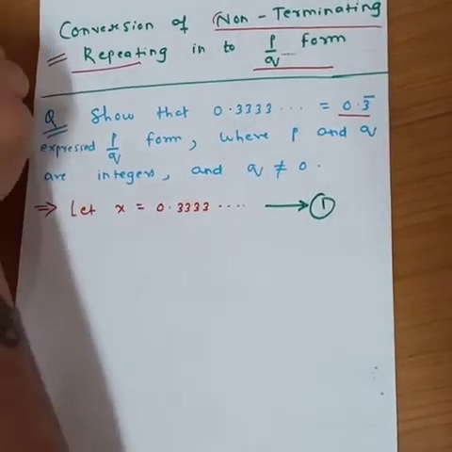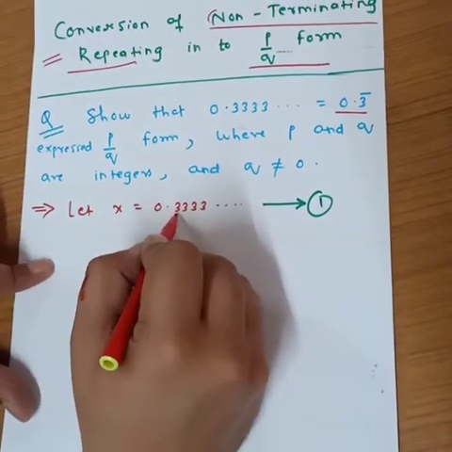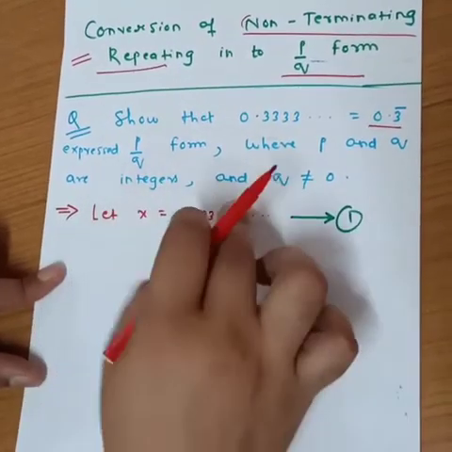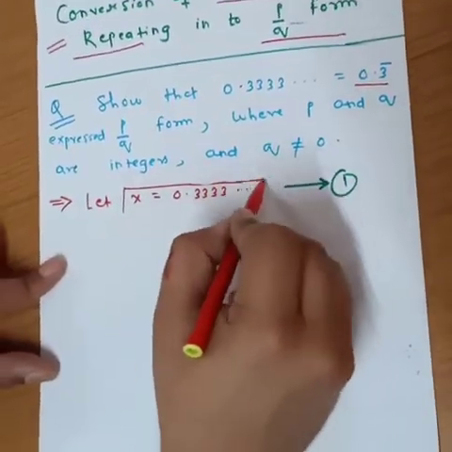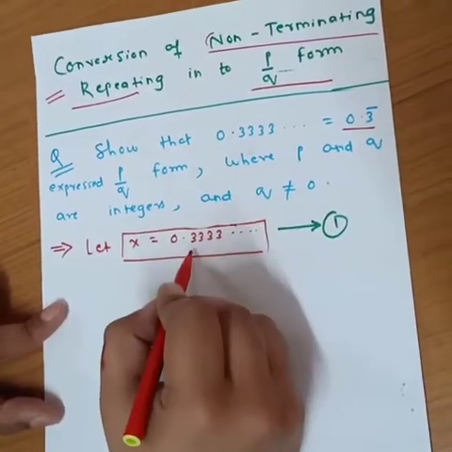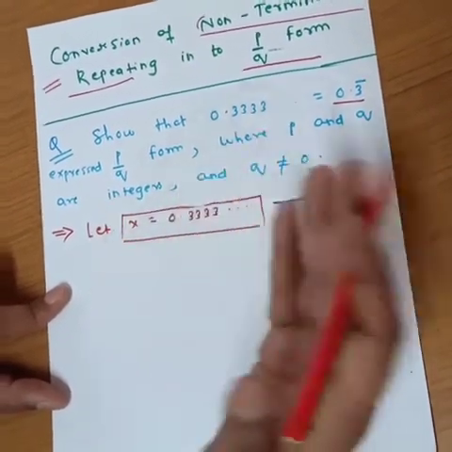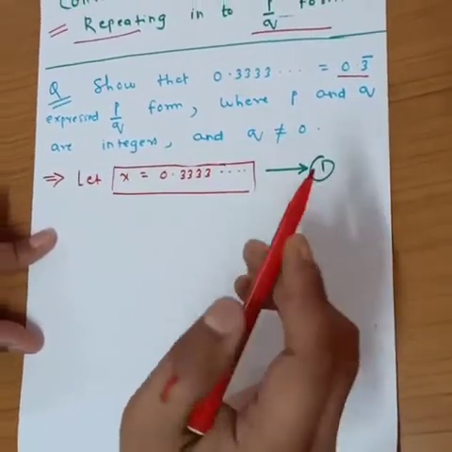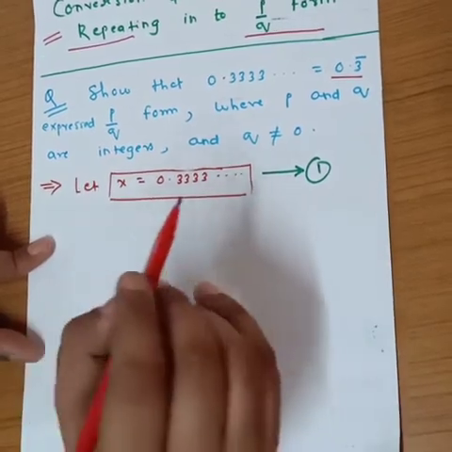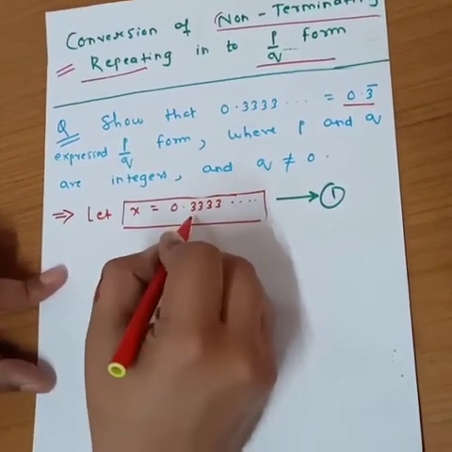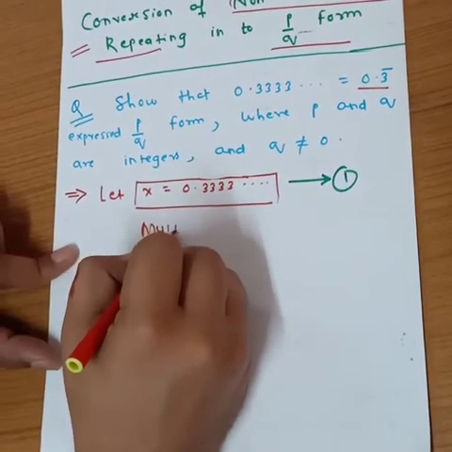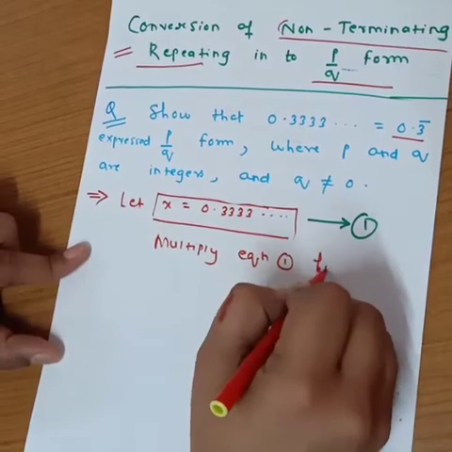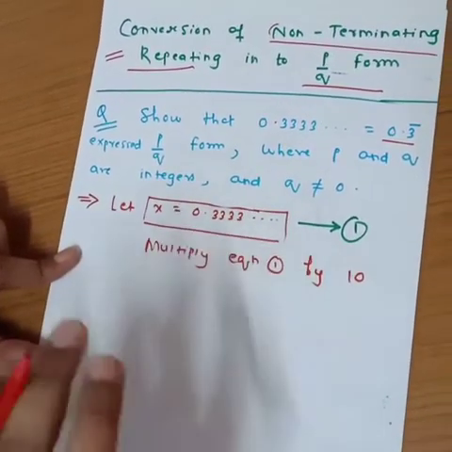Now you have to notice that if only a single digit is repeating, here only the single digit 3, we have to multiply this whole equation. If a single digit is repeating, you multiply by 10. If 2 digits are repeating, you multiply by 100. If 3 digits are repeating, you multiply by 1000. So depending on the repeating digits, you multiply. Here only a single digit is repeating, that's why we multiply equation 1 by 10 only.